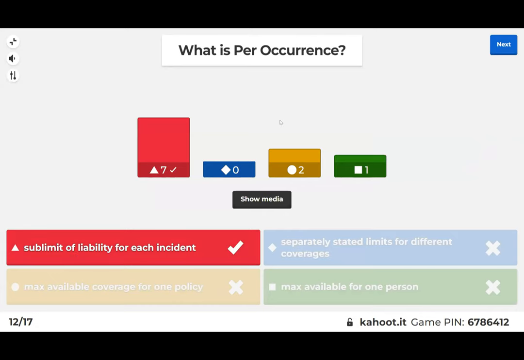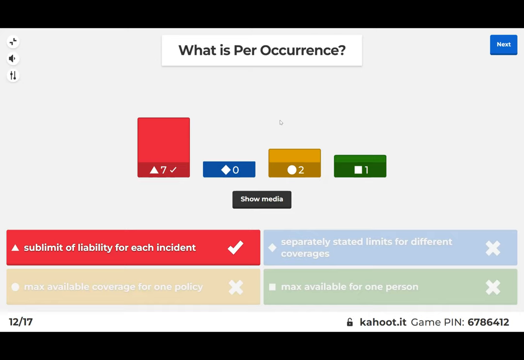Yes. So per occurrence, your total policy has an aggregate, which is the ultimate amount of money available on the policy. But then each accident gets its own set amount of money, and that's the per occurrence. So it might be like 25, 50, 25. That's a split limit, but that would also be your per occurrence limit. So every time you have an accident, 25, 50, 25 is available. You crash again, 25, 50, 25 is available. You crash again, 25, 50, 25 is available. That's how much money you get for each accident. So it is a sublimit of liability.